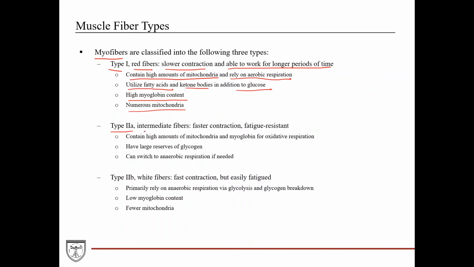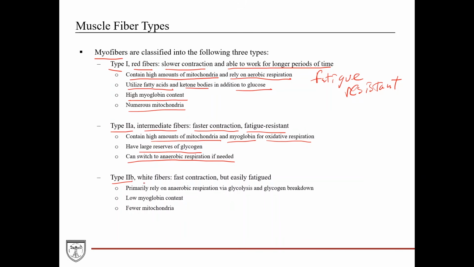Type 2A, intermediate fibers. So these are faster contractions than the red fibers. Even though they contract fast, they're still fatigue resistant, so they're able to work for longer periods of time. Back to the intermediate fibers, they also contain high amounts of mitochondria and myoglobin for oxidative respiration. They also have large reserves of glycogen to help with fatigue resistance, so you can keep driving this aerobic respiration with breaking down glycogen. They can also, however, switch to anaerobic respiration if needed.